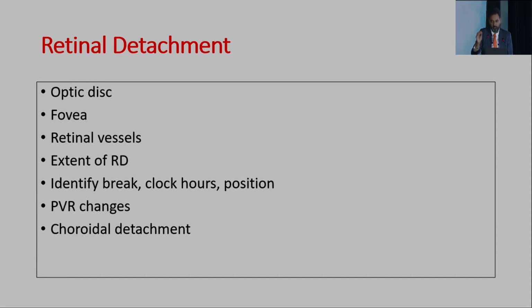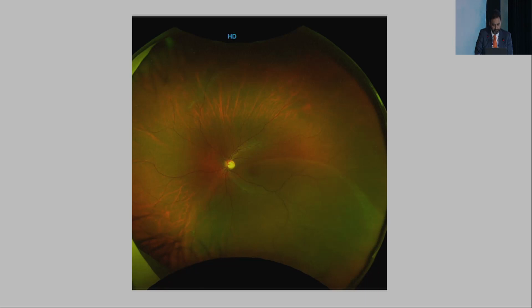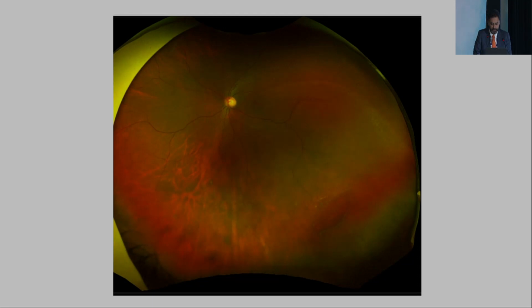So you want to look at the optic disc, the fovea, the retinal vessels. You want to look at the extent of the retinal detachment, identify the breaks, the clock hours, the position, PVR changes if they are there, and represent them adequately, choroidal detachment if there or not. So that's actually showing fairly well. That's a pseudo-color ultra-wide field Optos photo. You can see a fovea-involving inferior retinal detachment. And that is the same patient, just a more decentered photo, and I think you can see the break right there.